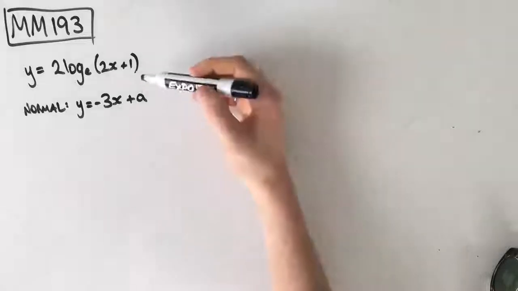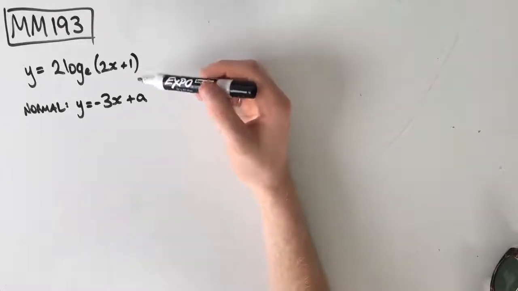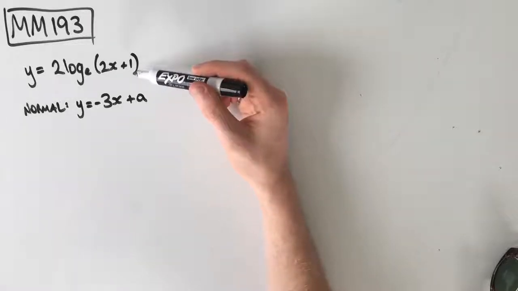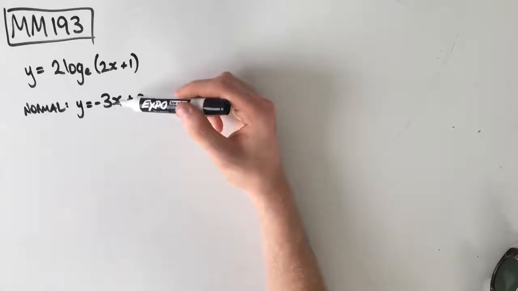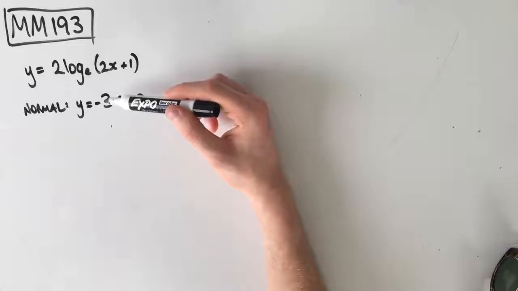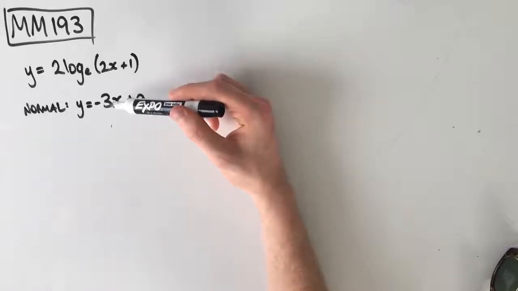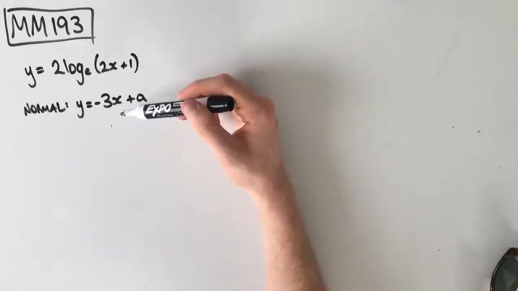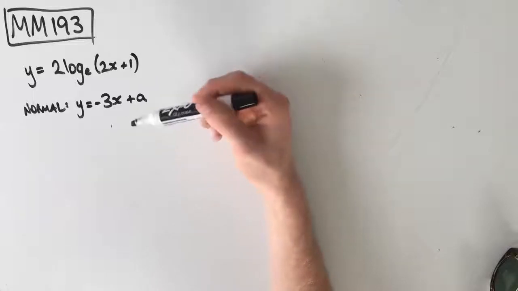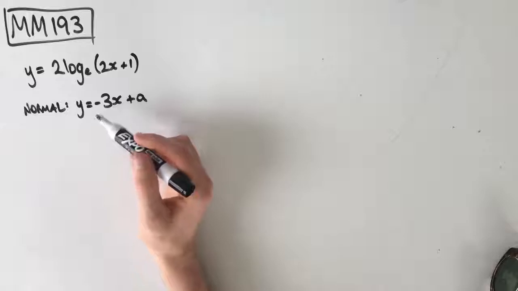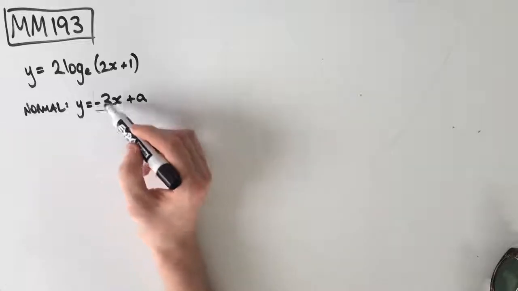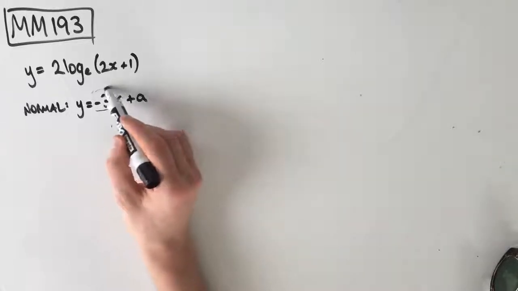So we've got this graph, y equals 2 log e of 2x plus 1. And we know that the normal to this graph has the equation y equals negative 3x plus a. We need to find the value of a in this case, okay? First things first, we know that the gradient of the normal is negative 3, all right?